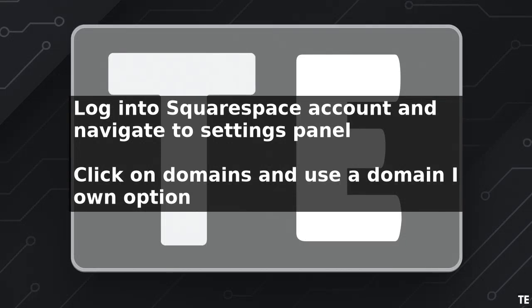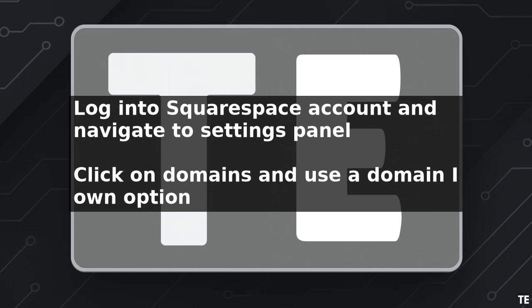To get a Godaddy domain in Squarespace, start by logging into your Squarespace account and navigating to the Settings panel. Click on Domains and then click on Use a domain I own. Enter your Godaddy domain name and click Next. You will be prompted to connect your domain.